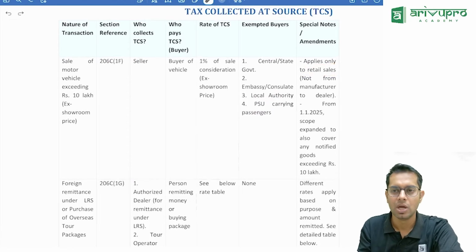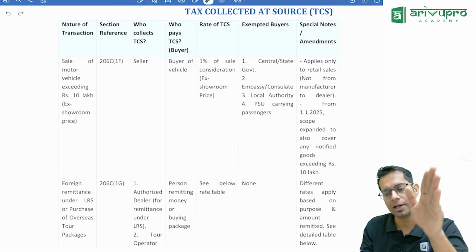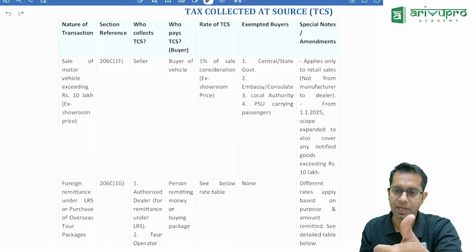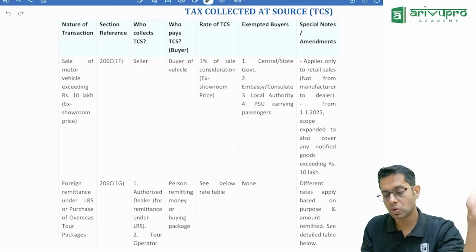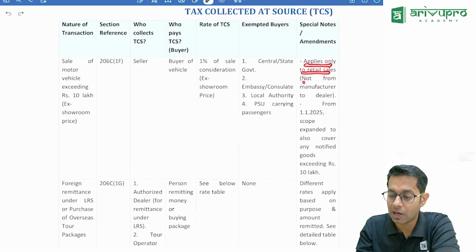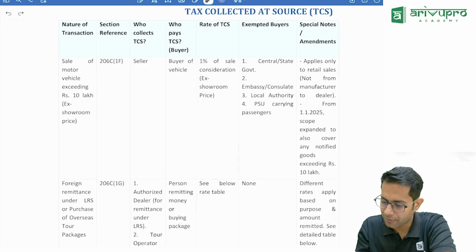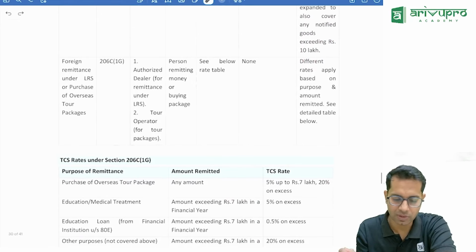This is the amendment. The problem was that the car manufacturer sells to the car dealer, and the dealer sells to us. The car dealer selling to us attracts TCS at 1%. The car dealer is purchasing from the manufacturer, so should they also collect the taxes, sir? The lawmaker says no. It applies only for retail sale, not for manufacturer to dealer. That sale is not covered here. And from 1st January 2025, the scope is expanded to cover some notified goods also whose value is more than 10 lakh rupees. They will tell you what those notified goods are.